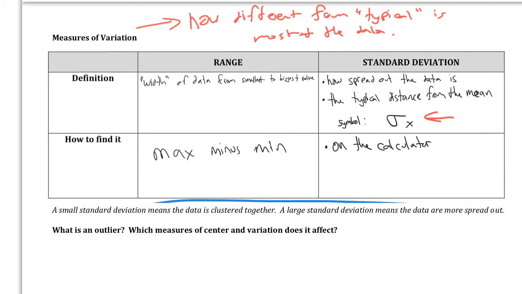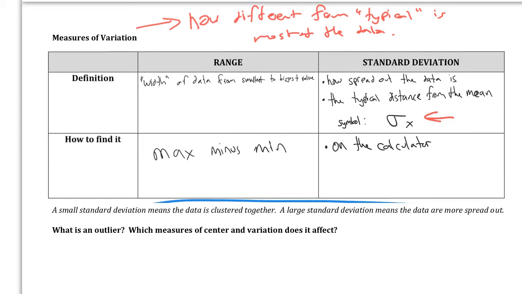Standard deviation, okay, kind of a fancy sounding word, or two words, is a measurement of how spread out the data is. And it's kind of a big calculation. It's a formula. We're not going to even look at the formula. If you take a statistics class, you'll learn about the formula. But it's a kind of measurement of the typical distance from the mean.